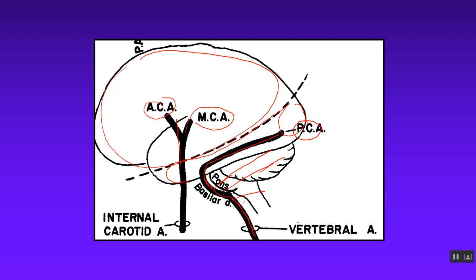The internal carotids are sometimes referred to as the anterior circulation. In general, it's more anterior in nature. This is more anterior, and this is more posterior circulation.